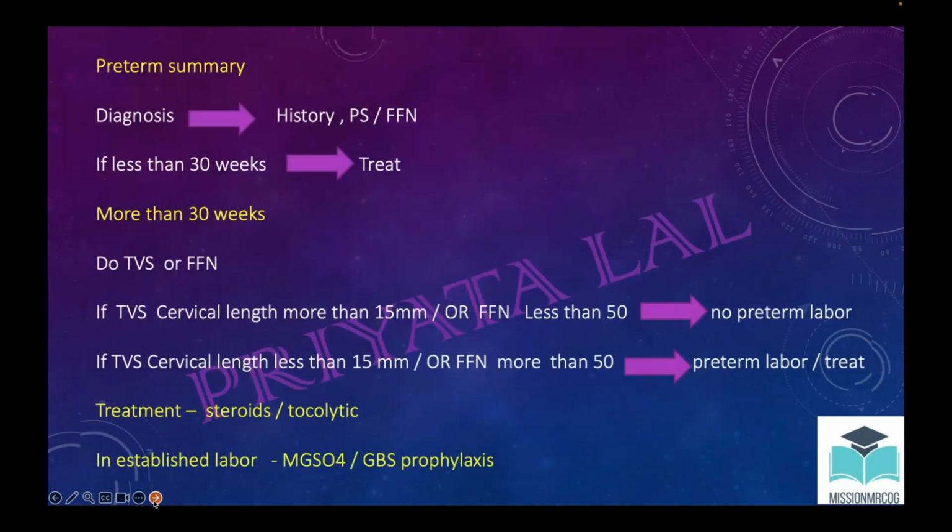So this is a summary for preterm labor. First, you will take the history. You will do TVS or FFN. If it is less than 30 weeks, always treat the patient. More than 30 weeks, you do it to decide whether the patient is in preterm labor or not. If the cervical length is less than 15 or FFN is more than 50, then the patient is in preterm labor and has to be treated. But if the cervical length is good, more than 15, or FFN is less than 50, then the patient is not in preterm labor. You can send the patient back.